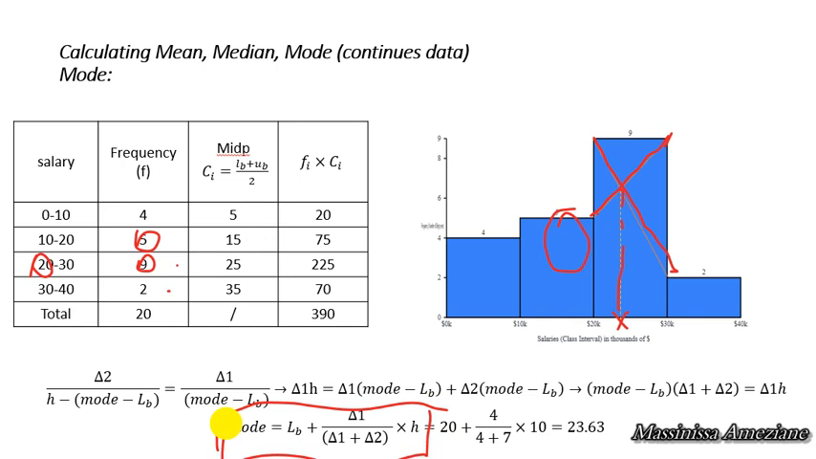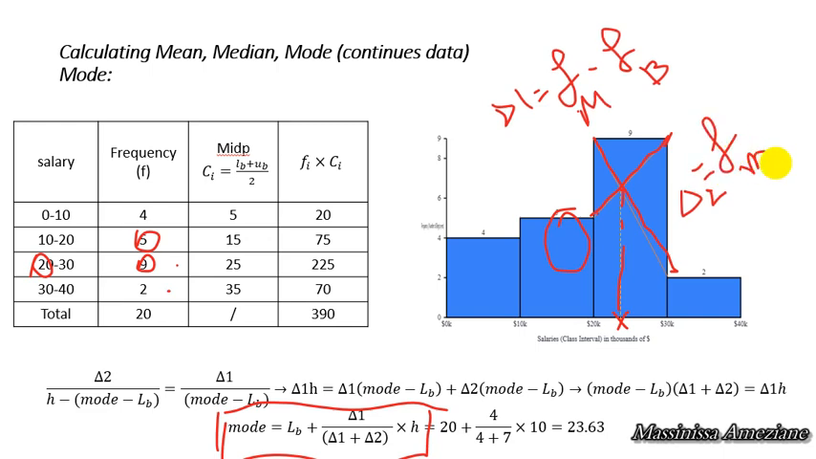Mode is the lower boundary of the modal class plus delta 1 divided by delta 1 plus delta 2 times h. As I said, delta 1 is the frequency of the modal class minus the frequency of the class before, and delta 2 is the frequency of the modal class minus the frequency of the next class, or the class after the modal class.